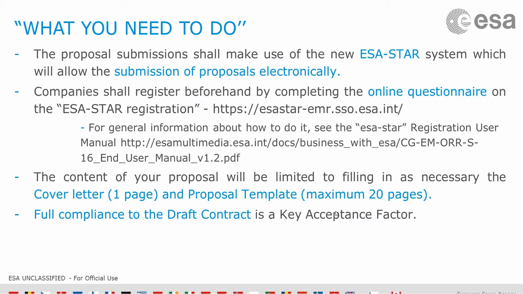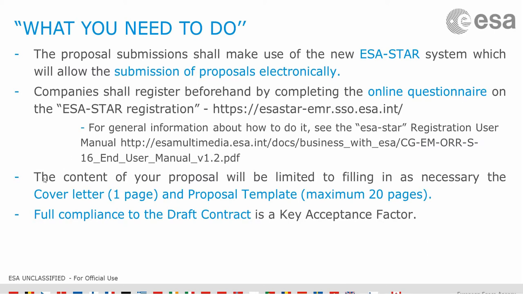So what do you need to do to submit a proposal? The submission typically takes place in electronic form, and there is a system called ESA Star, which is closely connected to EMITS. There you also have to register by completing an online questionnaire on the ESA Star registration website, shown here, esastar-emr.sso.esa.int. There's also a manual in case you have problems registering, which gives you further information on how to complete this process.